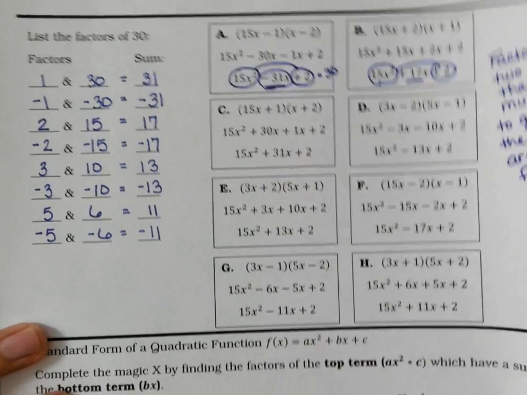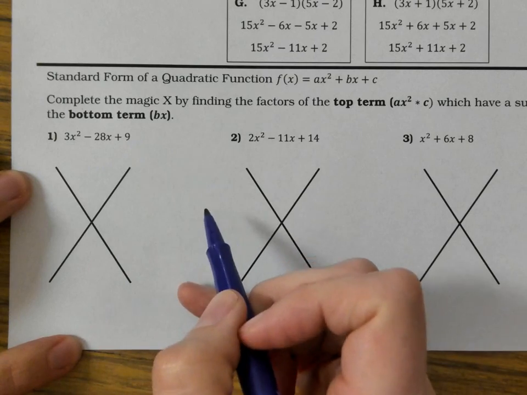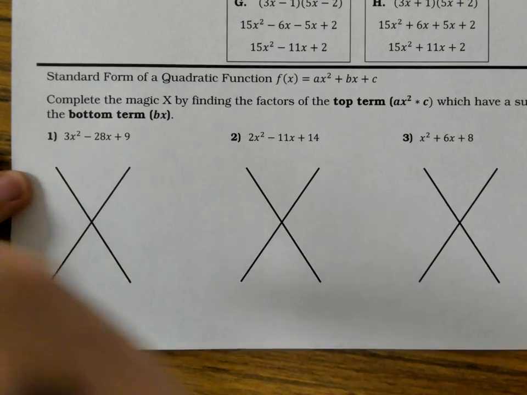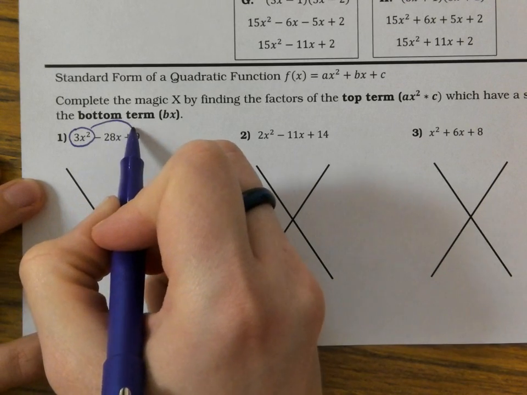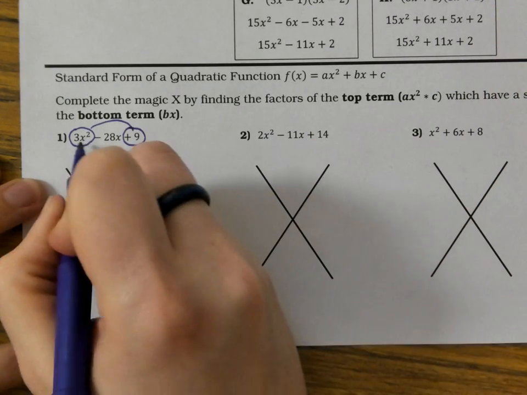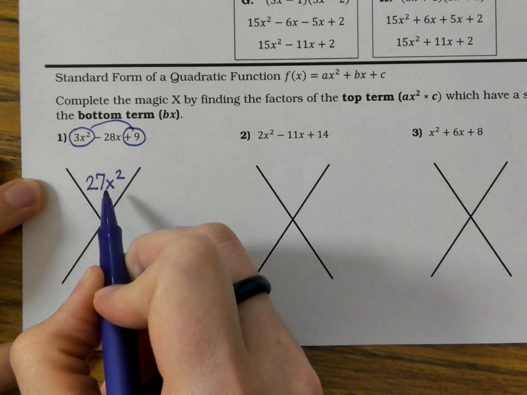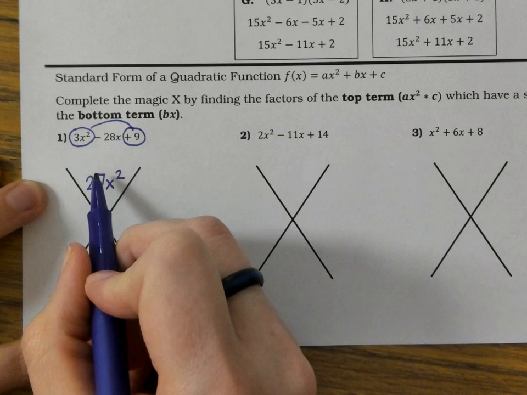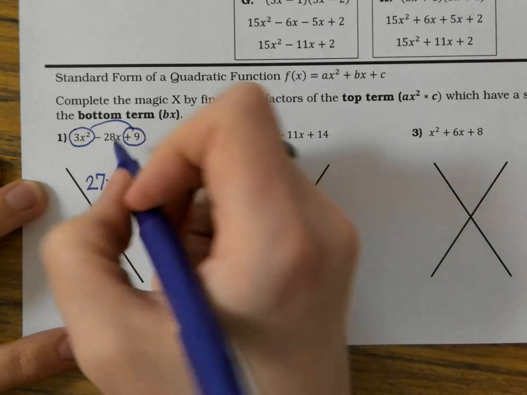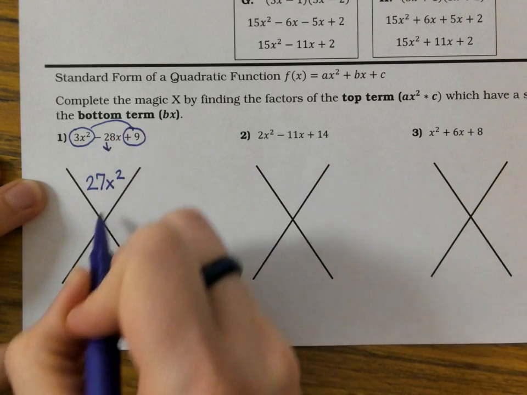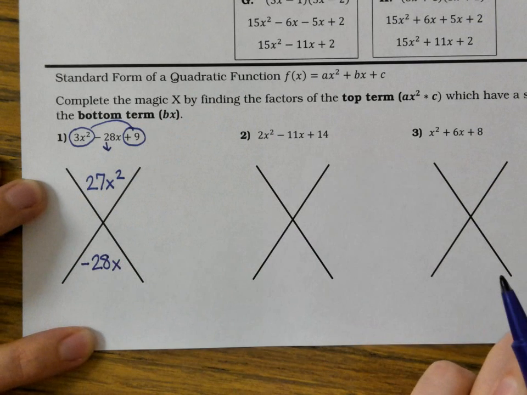And so we're going to practice just filling in what I call the magic X. We're going to fill it in by taking the first term times the last term, and we get 27x squared, and that goes in the top. So the top of the x is the first term times the last term. The bottom of the x is your middle term. That goes to the bottom, and it's negative, so -28x.